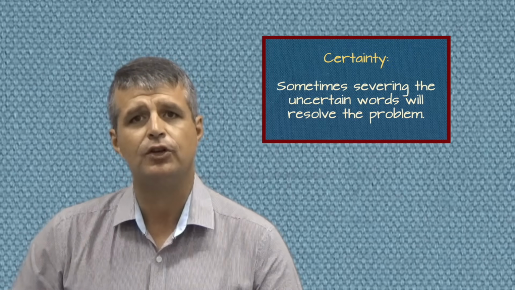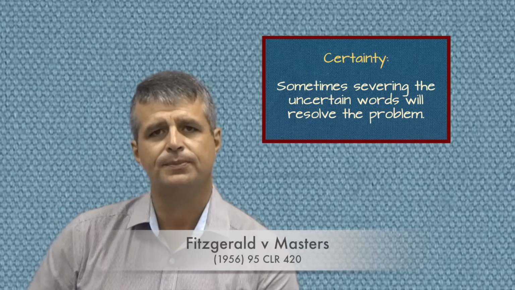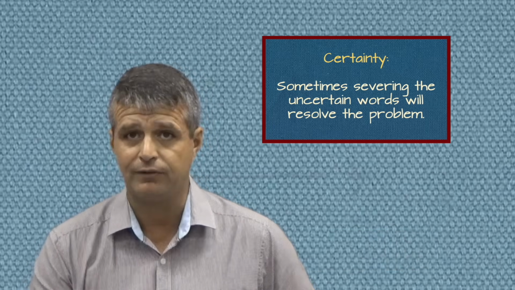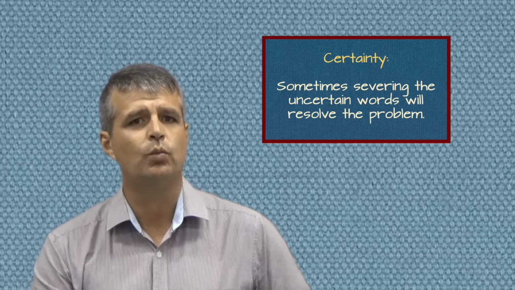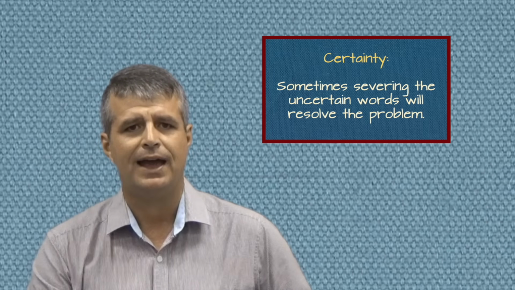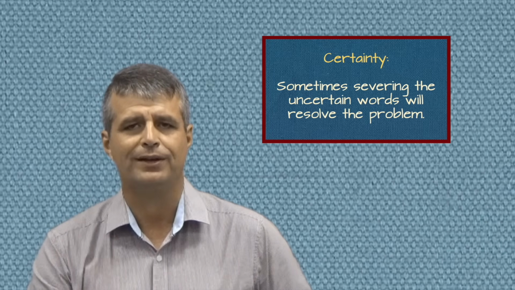Finally, in some cases it may be possible to sever the uncertain terms from the rest of the contract. Now obviously this doesn't work if the uncertain terms go to the very heart of the contract, but if the contract can work without them, the court may be inclined to just cut them away and to enforce the rest of the contract. Ultimately though, it's really up to the parties and up to their legal advisors to make sure that the contract is sufficiently certain.